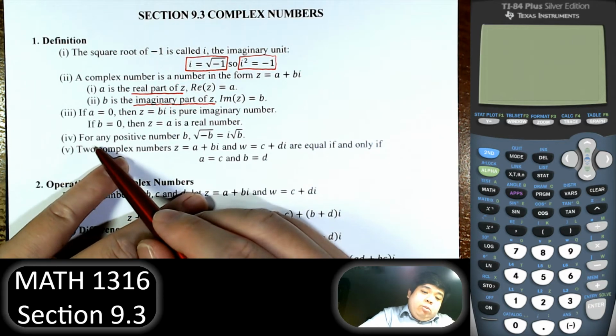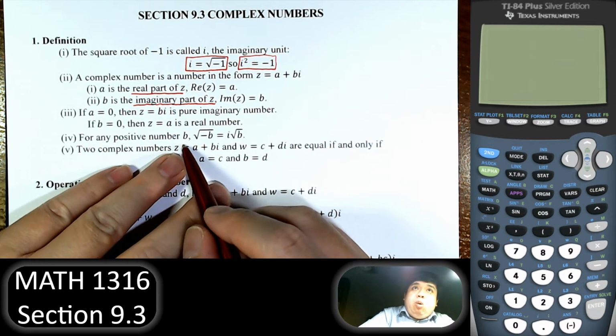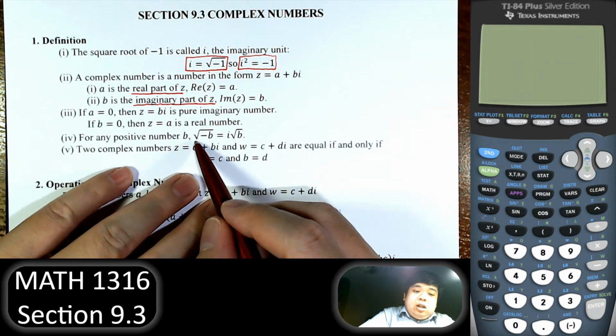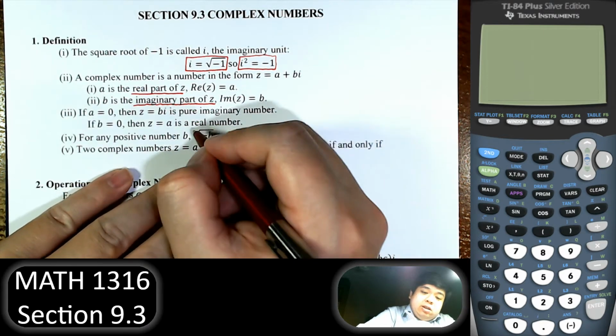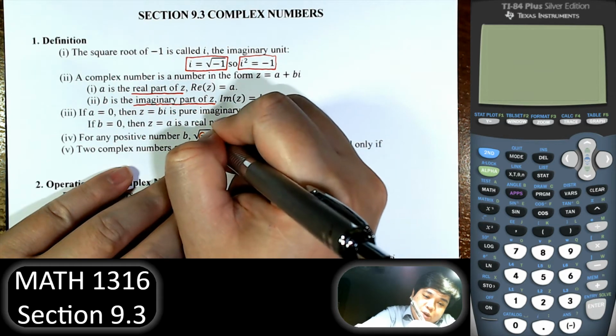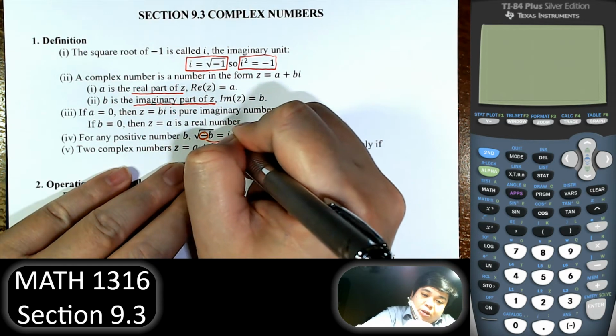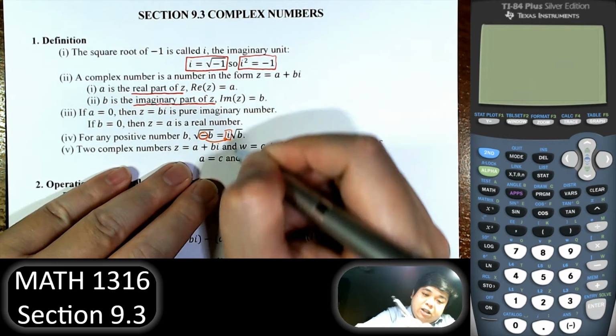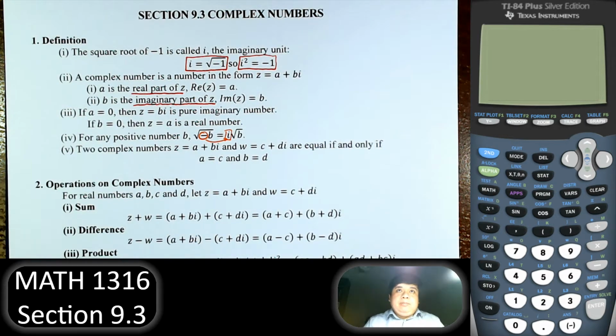In general, for any positive number b, the square root of a negative number, we take the negative inside the square root, turn it into the imaginary i, and then we just have the square root of b. And two complex numbers are equal if the real parts are equal and the imaginary parts are equal.